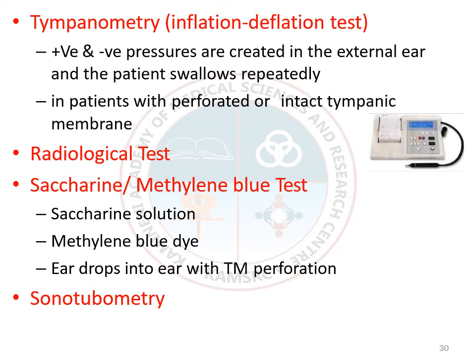And sonotubometry, one more test is there. Sonotubometry means here a tone, whatever, 500 Hz or 250 Hz tone, is given to the nose, and the recording is taken from the external auditory canal. The tone is heard louder when the tube is very patent, and normal if the tube is functioning normally. Okay, so these are the function tests of the tube.